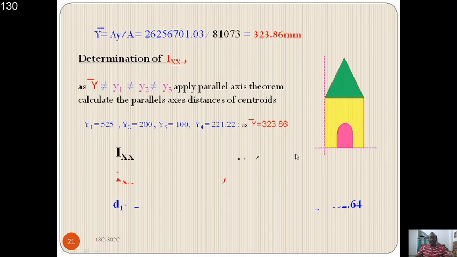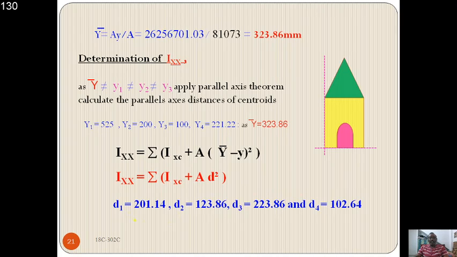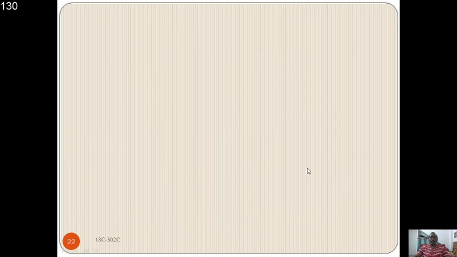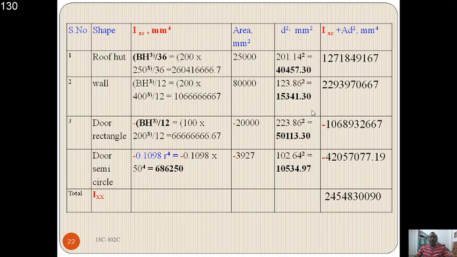So these are the values we obtained for d1, d2, d3, all the values. So substitute in the parallel axis theorem. d1 is equal to y bar minus y1, d2 is equal to y bar minus y2, d3 is equal to y bar minus y3. Like that, all the values you need to substitute to get the Ixx of the entire hut. For that, tabulate the values.